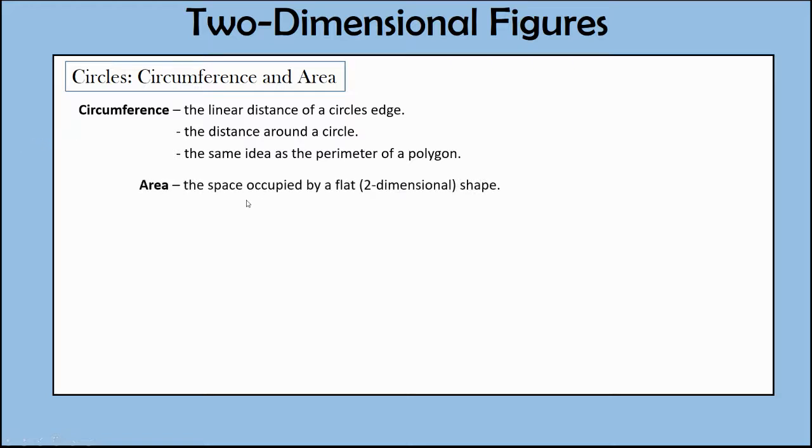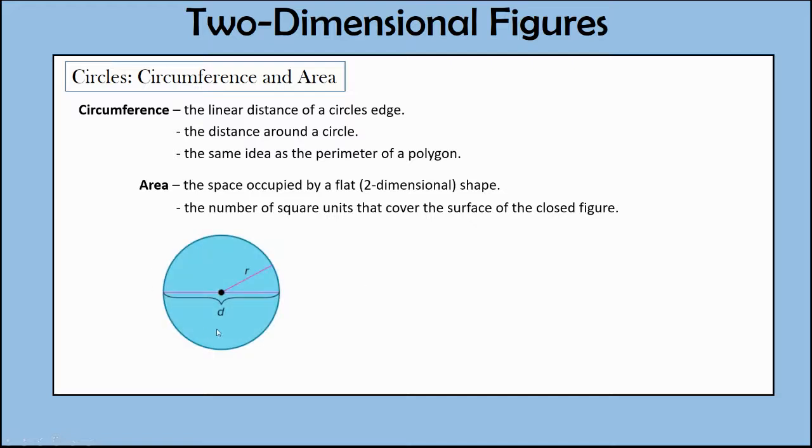Now, we still find area of a circle, and that's the space occupied by this two-dimensional shape. And again, area technically is the number of square units that it takes to cover this surface. Okay. So area doesn't change, but now we call it circumference. All right. So here's a basic circle.